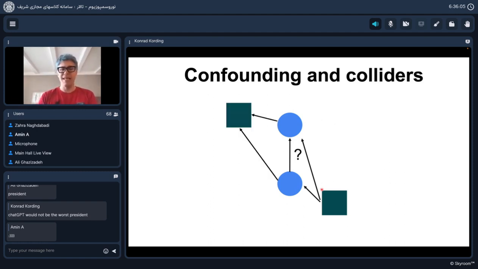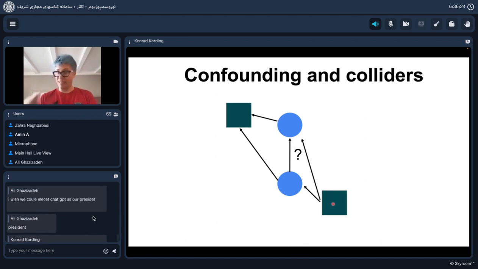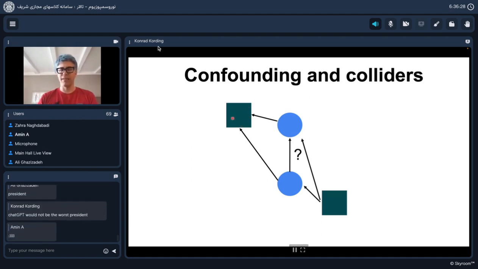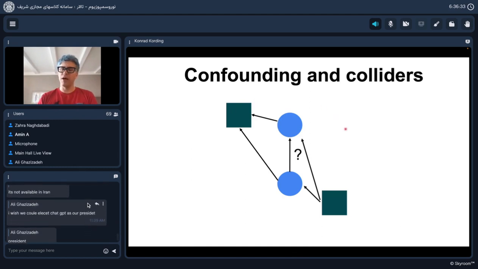The only problem is there's this other thing, which is called a collider. The collider is a variable. There's a lot of versions of that, but it's a variable that is basically affected by this variable and by this variable. Now, if I correct for the confounders, my estimates get better. If I correct for the colliders, my estimate gets worse. The problem is that it's often very, very hard to know what's what.